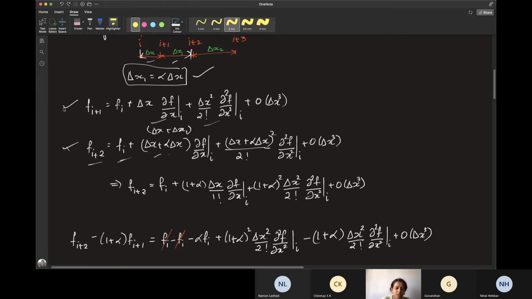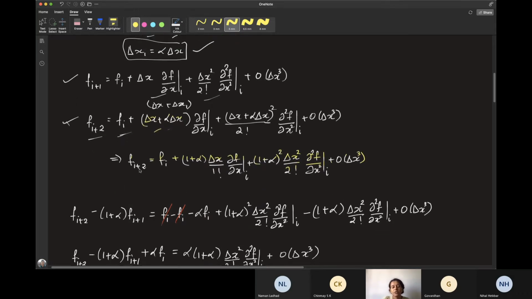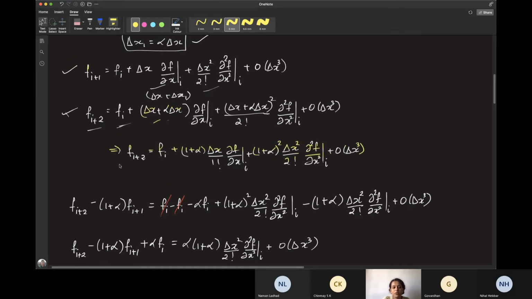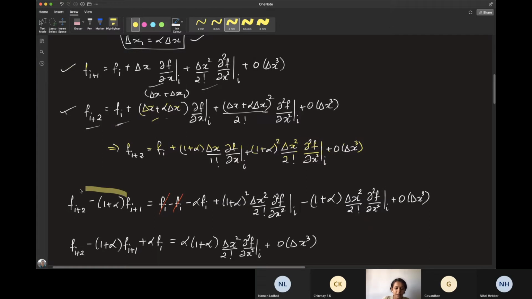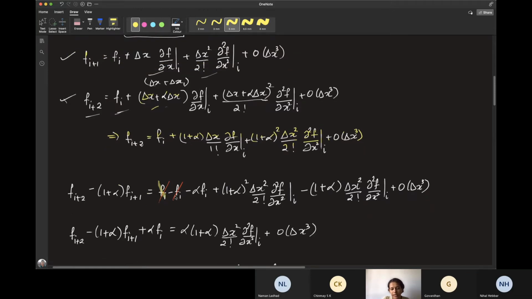Now this is just a simplification of that. I've just taken alpha outside from this term. So you get delta x into 1 plus alpha. Similarly, here you have 1 plus alpha the whole squared into delta x squared by 2 factorial. So now you have two different expressions for f i plus 2 and f i plus 1. You scale the f i plus 1 expression by 1 plus alpha and subtract it from f i plus 2. So you get such an equation.